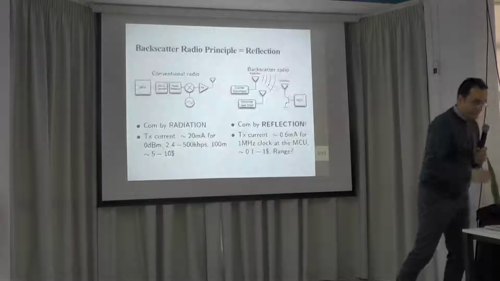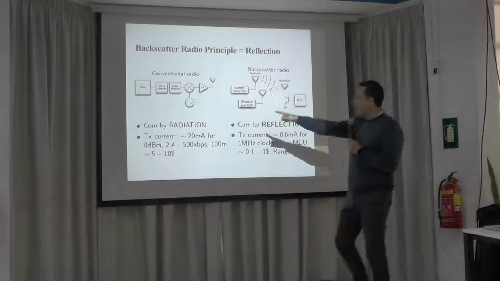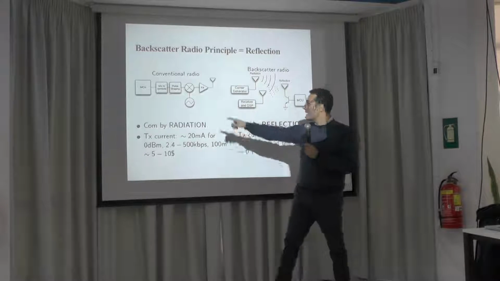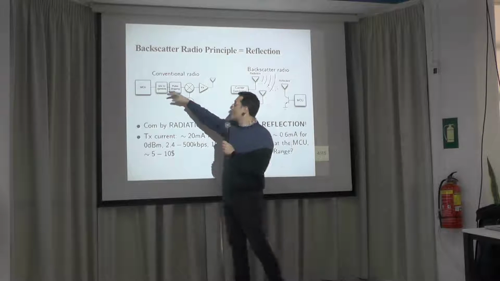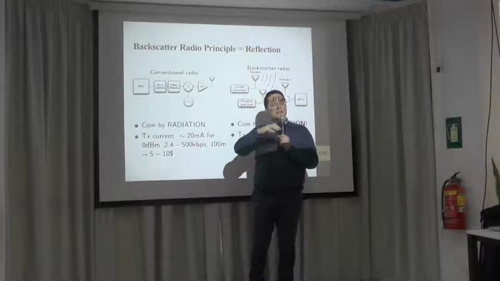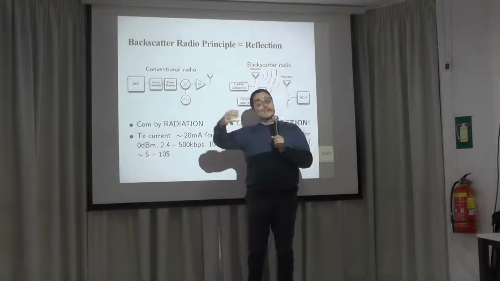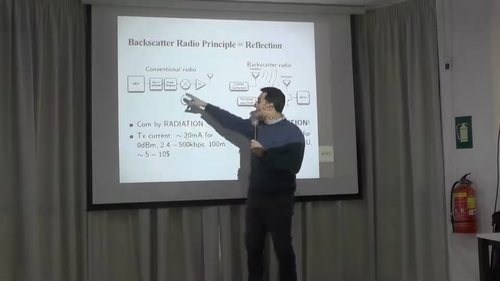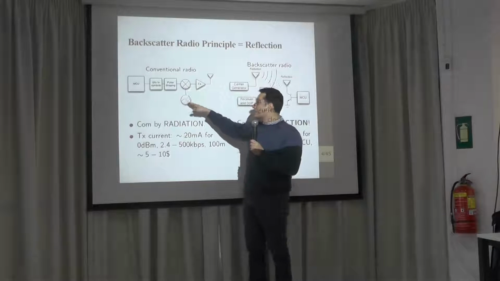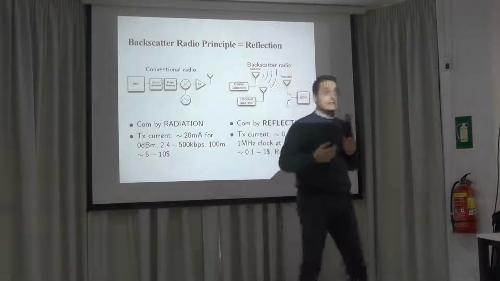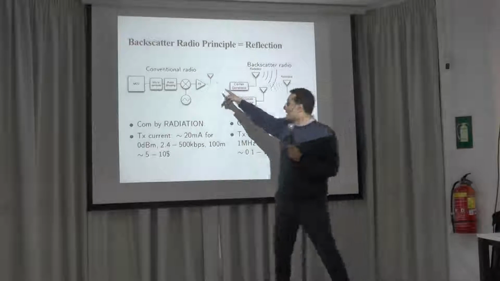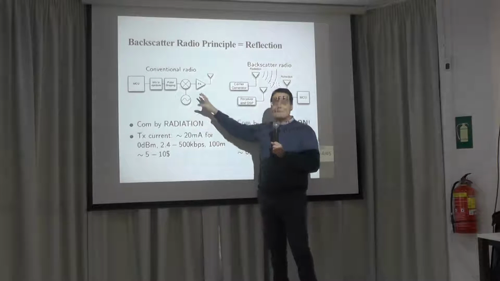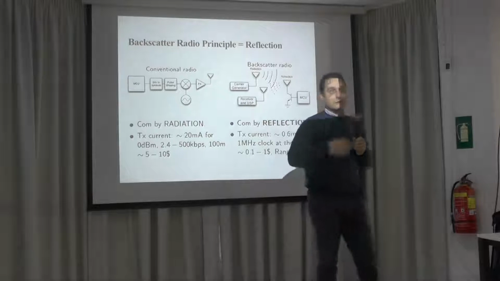And that was the idea. Here you have the conventional radio. You have a microcontroller unit that creates the bits. The bits are then fed to a filter that shapes the bits to an analog signal. Then you take that analog signal and mix it with a carrier frequency in order to transmit it using an antenna through a power amplifier. This is the typical radio that you have in your smartphone.